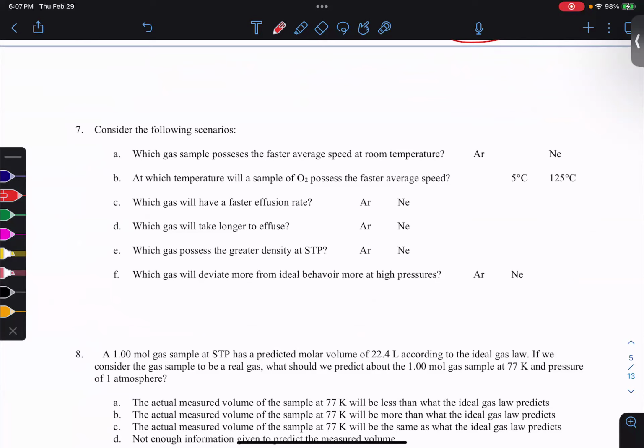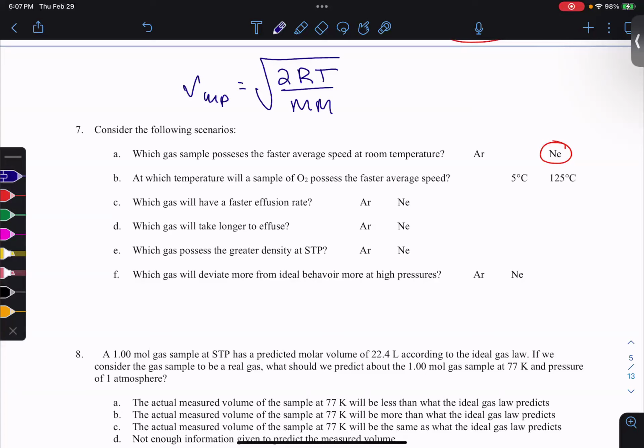Okay, consider these scenarios. Which gas sample possesses the faster average speed at room temperature? Which one? Neon. Why? It's lighter. Yeah. So is that something you just memorized? Lighter things move fast. Yes, it comes from the periodic table, but really it comes from the equation. The most probable speed is equal to the square root of 2RT over molar mass. And so you see your most probable speed goes up with temperature. Hot things move fast, but also light things move fast. So that's where the trends come from.